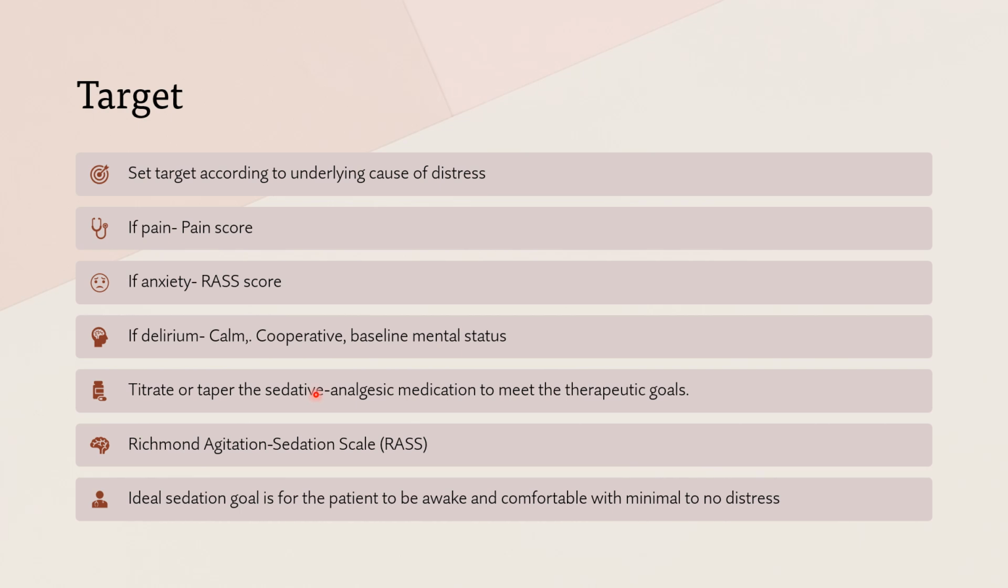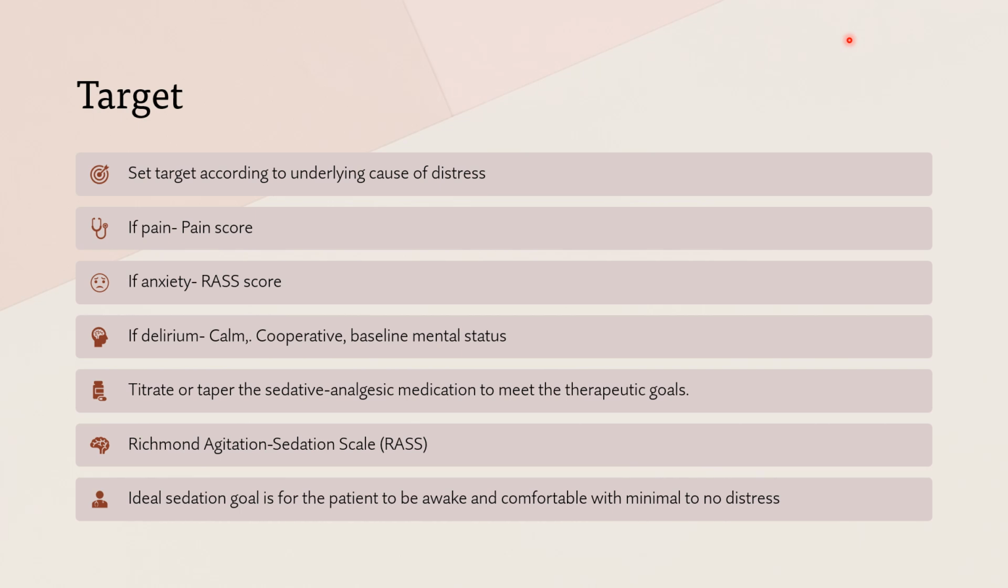The most common scale used in the ICU is the Richmond Agitation Sedation Scale to assess the level of anxiety, sedation, and therapeutic goals. In the intubated patient, the ideal sedation goal is for the patient to be awake and comfortable with minimal to no distress, meaning 0 on the RASS scale. A target range from 0, which is alert and calm, to -1, which is drowsy, is more realistic. The goal for depth of sedation should be frequently reassessed and adjusted.